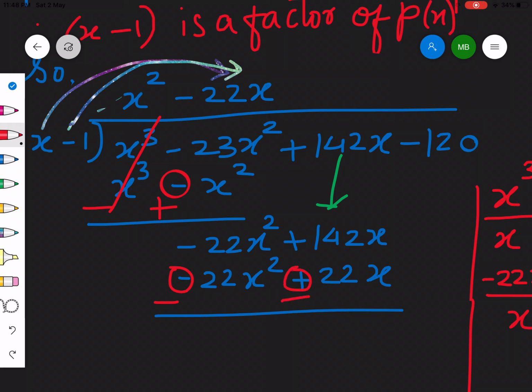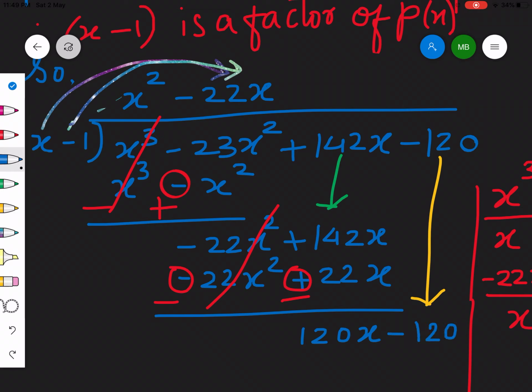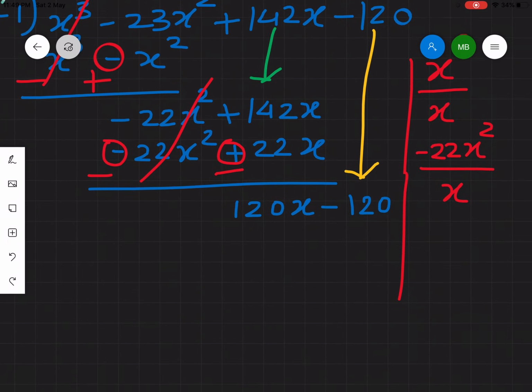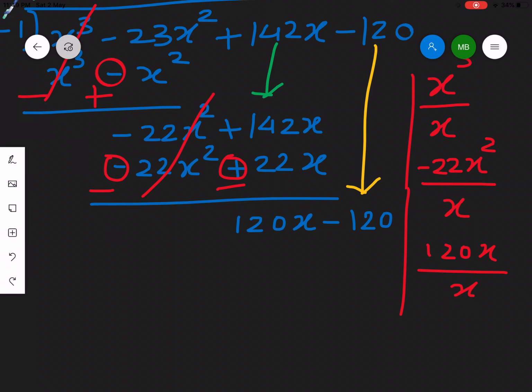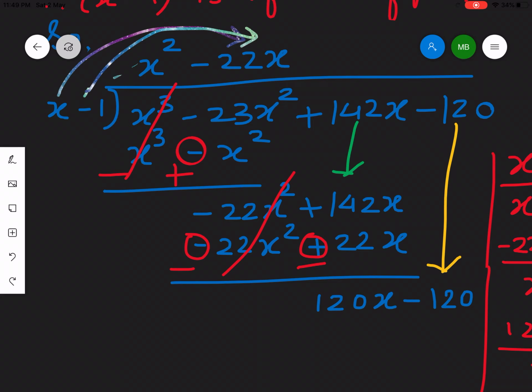In subtraction, we know that we have to change the sign. Positive terms will become negative, and negative terms will become positive, and the first one, as I said earlier, will always get neutralized. So now it's plus 142 times x minus 22 times x, we will be left with 120 times x, and now this minus 120 comes down. Again we'll do the same. The first term, 120 times x, is to be divided by x. What will you get? We will get plus 120.